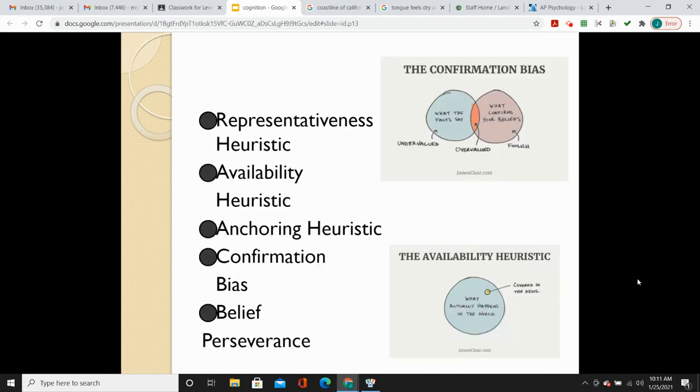In talking about heuristics, there are 3 different heuristics that can cause us to create false assumptions based on incomplete information. The representativeness heuristic is when we make an assumption based on our own personal stereotypes about a concept, or when we're looking at people, it's our own personal prototypes and stereotypes.